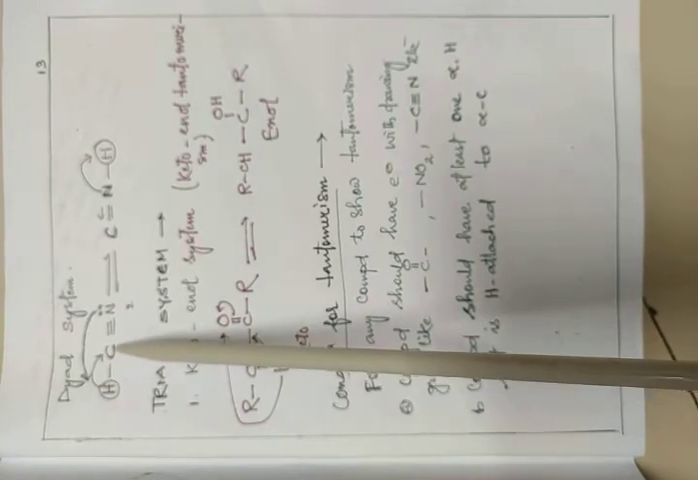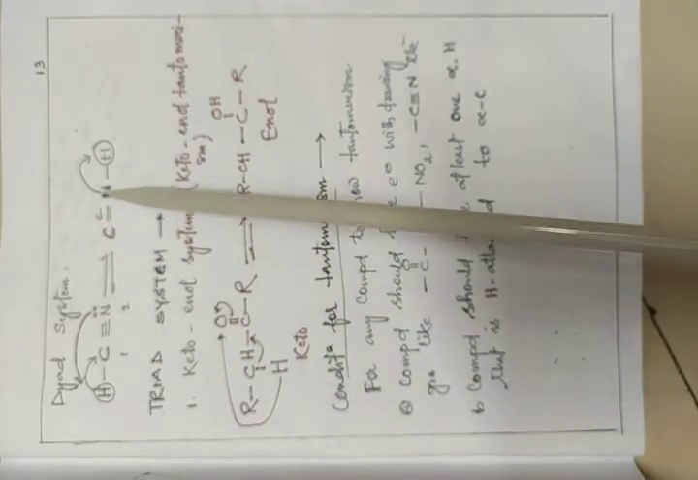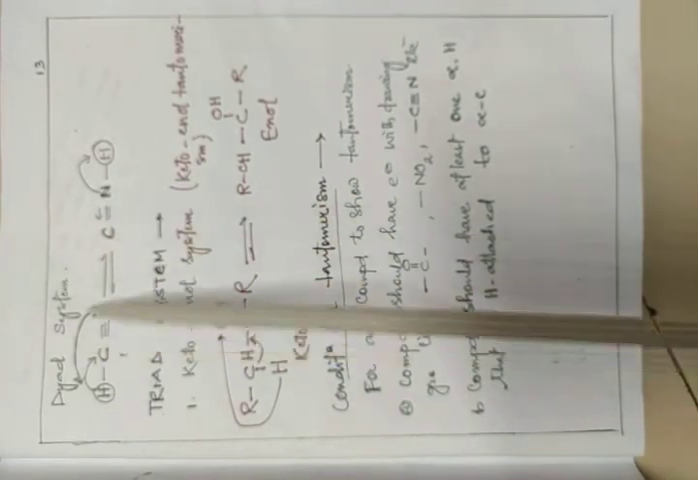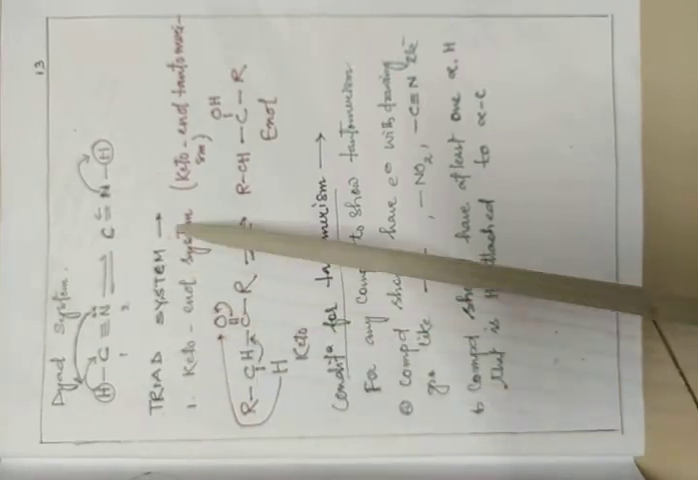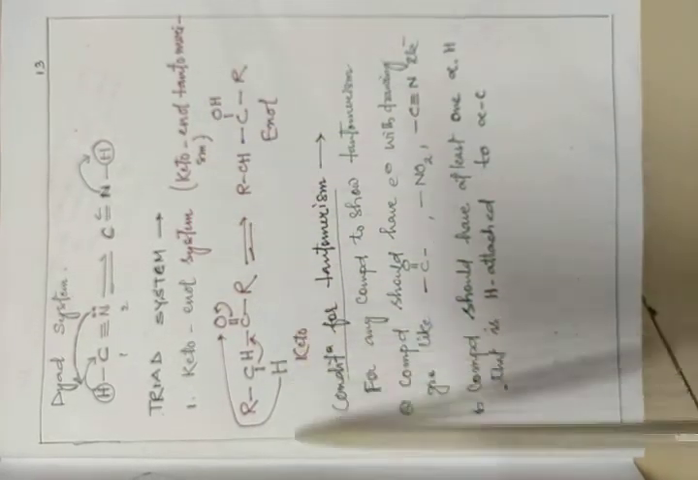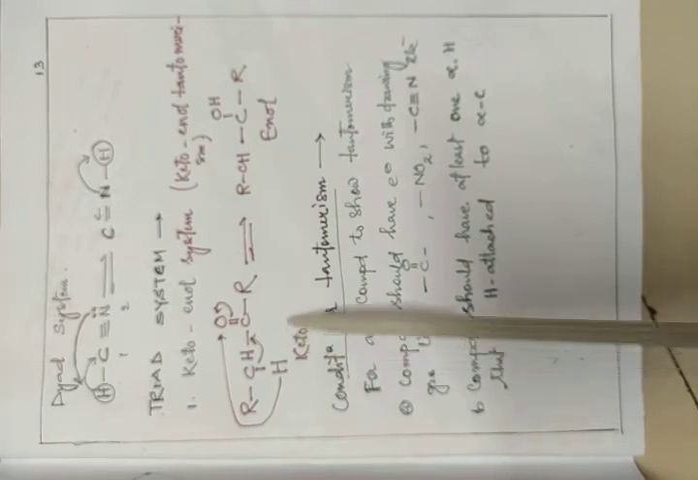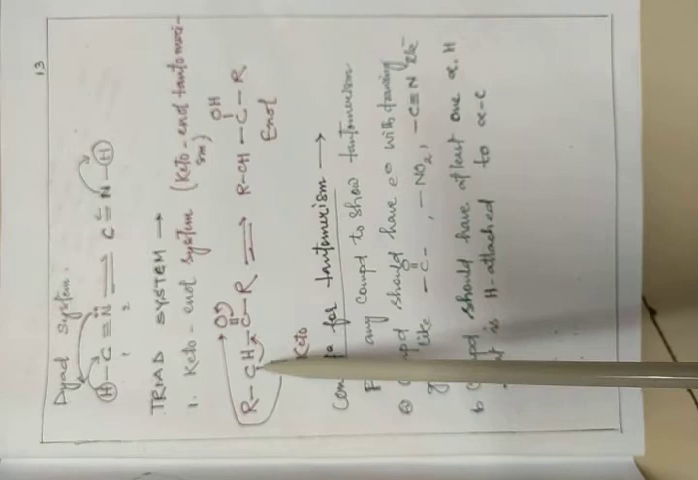So when this carbon gives to here, then we will get this one coming to here, and this one will come to here. They are interconvertible. Now this is the ketone-enol system, that is keto-enol tautomerism. Here this is the keto form, that means the ketone form, the hydrogen gives to here, breaks and gives to here.